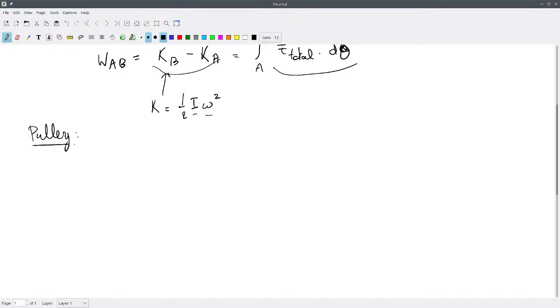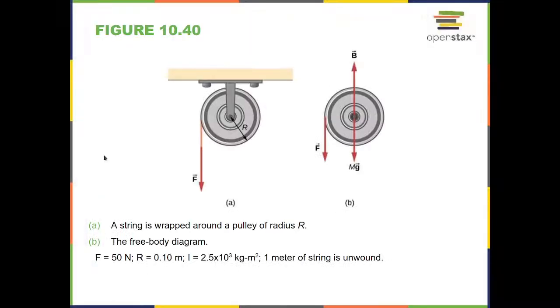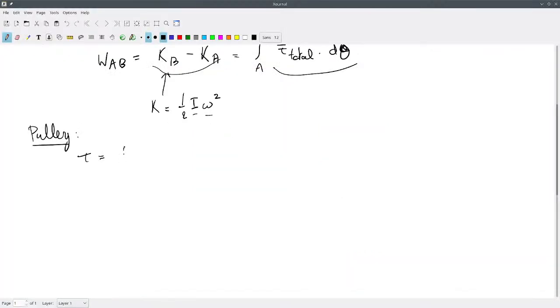For the pulley system, we're going to start by calculating the torques. So if we want to calculate the torque, in this case it will be the force times the distance to the axis of rotation. So the torque will be the force times the radius, F times R.